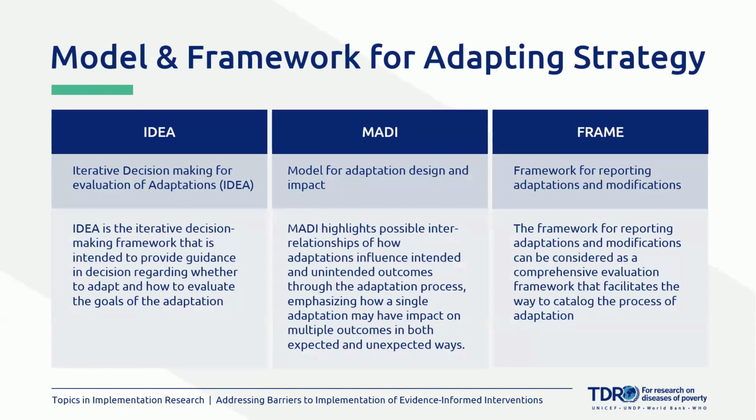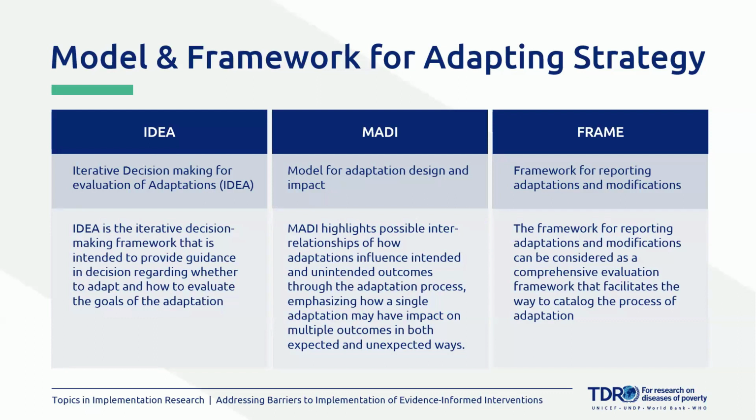There are a couple of frameworks in the literature that give us guidance about adaptations: how we report adaptations, for example, or how we think about them, and what decision points can exist when we're thinking about adaptation. There are three frameworks and models that I'm going to talk about a bit. The first is the IDEA model, the iterative decision-making for evaluation of adaptation. This framework focuses on decision-making. There are certain questions you can ask when you're thinking about adaptations.